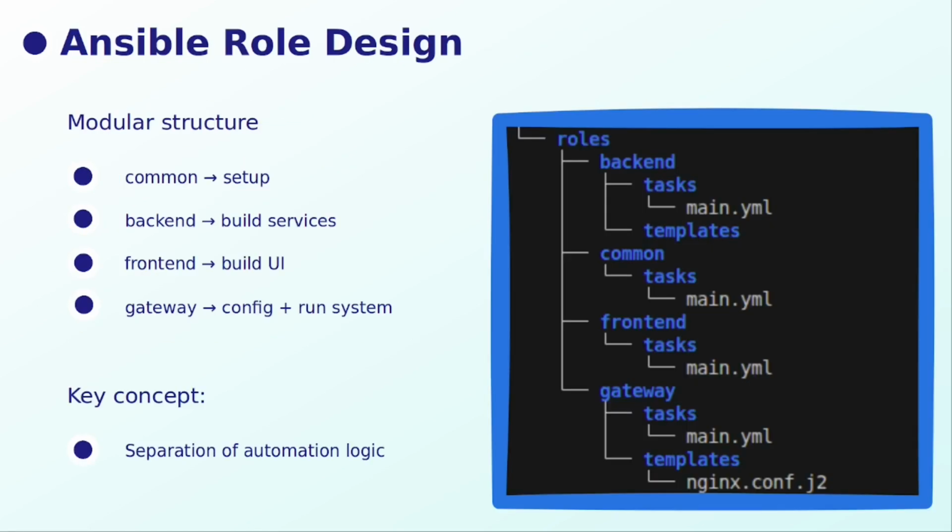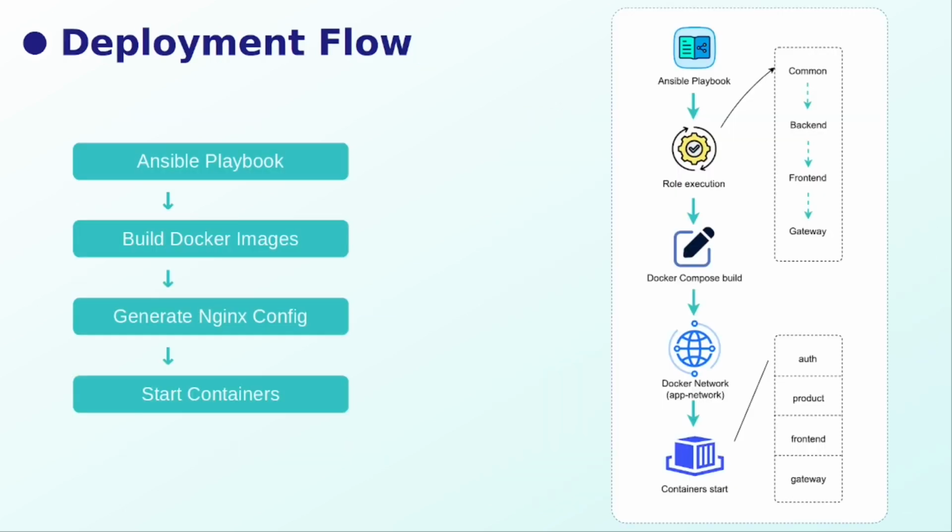Ansible role design. Modular structure. The system uses a modular role design. Each role has a clear responsibility: setup, backend, frontend, and gateway. The principle of separation of automation logic makes the system easier to maintain and allows us to reuse components in other projects.